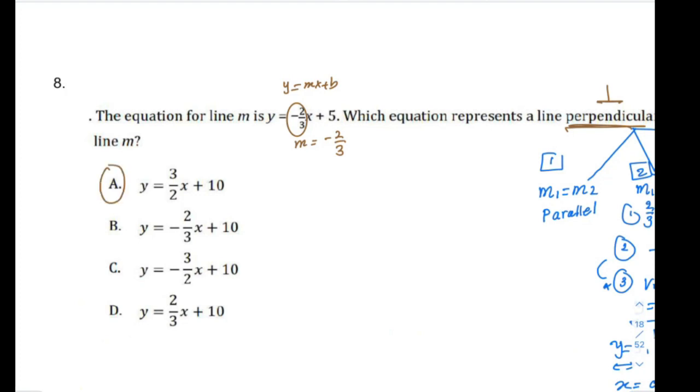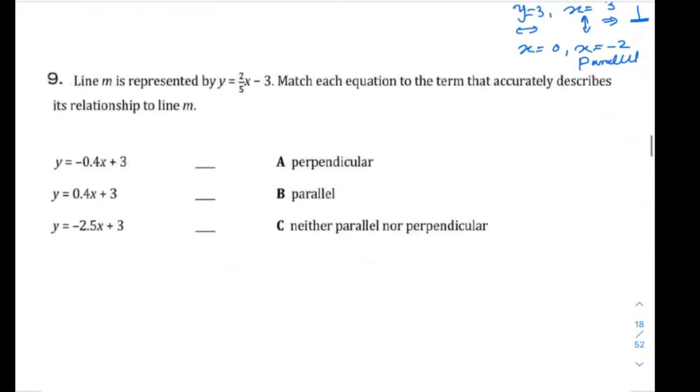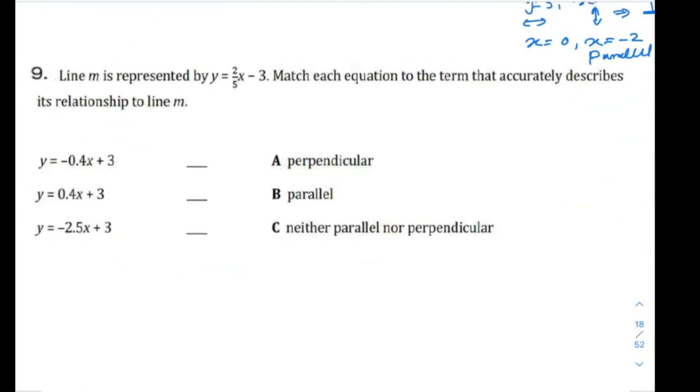No need to solve anything now. It's just comparing, because here the slope is 3/2. As you see, if you multiply 3/2 by -2/3, you will have -1. Line M is represented by this equation.